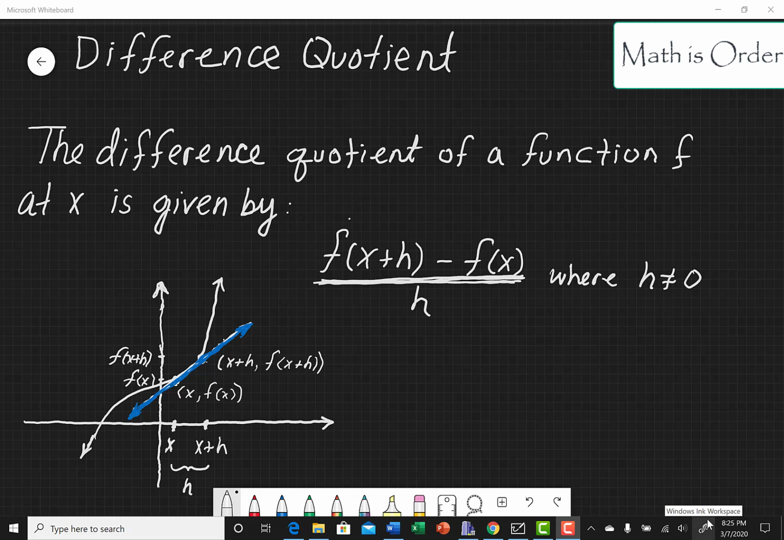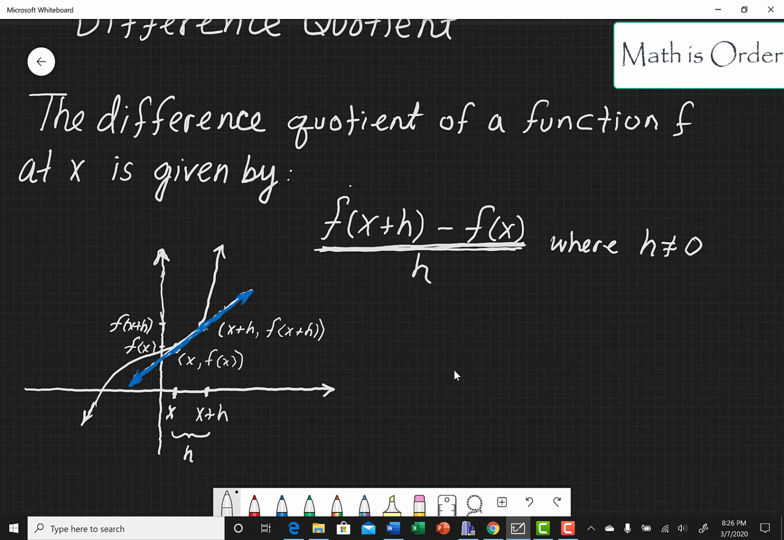In this video, we show how to find the difference quotient of a few functions. The difference quotient of a function f is given by this statement here, where h is not equal to 0. Essentially, the difference quotient gives us the slope of a tangent line to a curve.